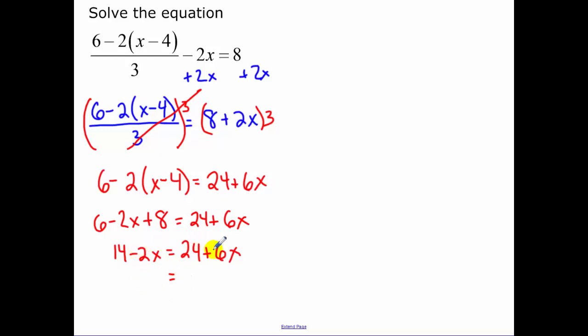So if I add the 2x over, we get 8x. And if I subtract the 24 over, we get negative 10. So x is going to equal negative 10 over 8. And I always want you guys to give your answers as improper fractions, but always reduce them, so it's negative 5 over 4.